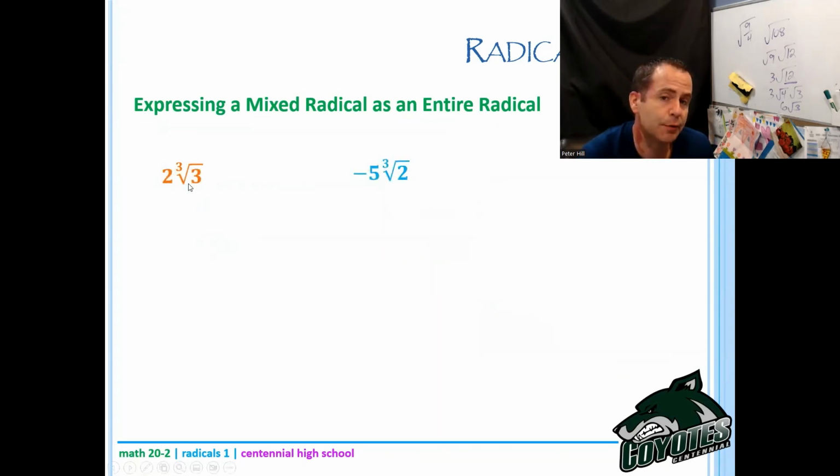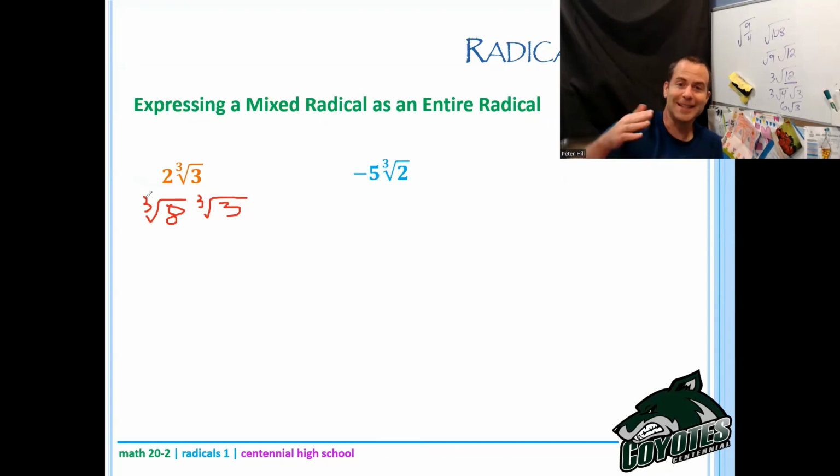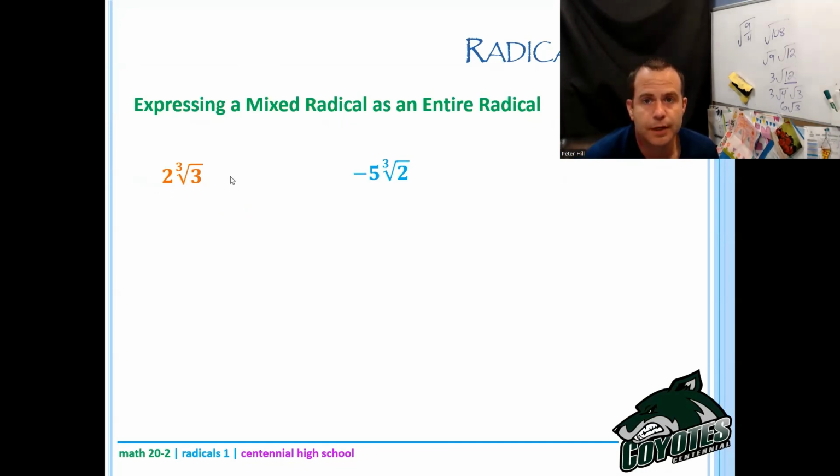Okay, 2 cubed root 3. Again, we're just trying to get that 2 to be a radical, but this time it needs to be the cube root of something, okay? So I'm thinking, okay, the cube root of something has to give me 2 so that I can multiply it by the cube root of 3. Well, if I'm unsure of that, I just need to cube the 2. So the cube of 2 is 8. So the cube root of 8 is 2. So I haven't changed anything there, okay? But now I can go 8 times 3 and get the cube root of 24. Okay.